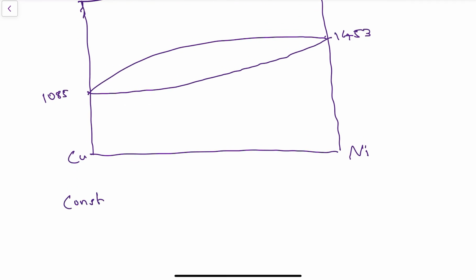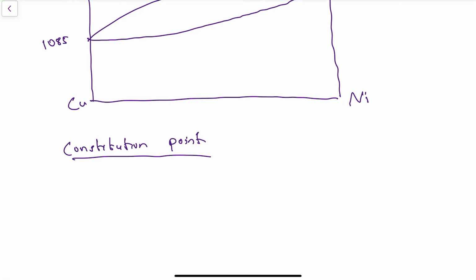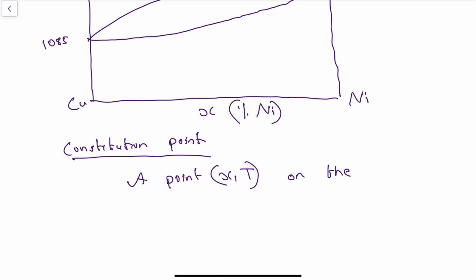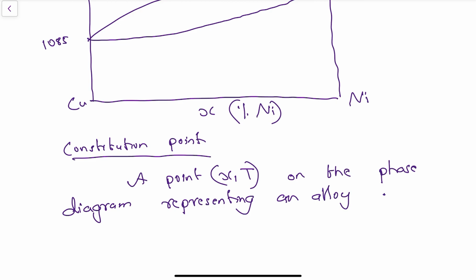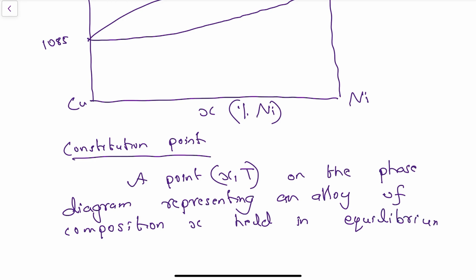Now let us look at what is a constitution point. A constitution point is a point x comma T. X indicates composition, and it is the percentage of nickel, and T is the temperature. So it is a point on the phase diagram representing an alloy of composition X held in equilibrium at temperature T.